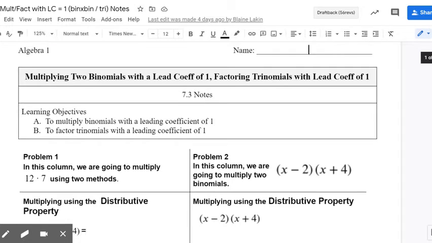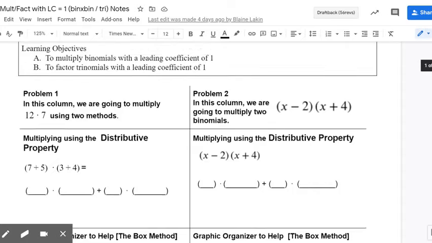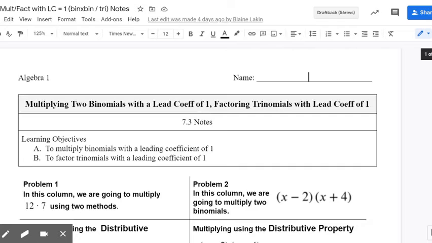Let's see what happens. All right, when we look at this first of all, what we're doing is we're practicing multiplying two binomials. That's a polynomial with two terms times a polynomial with two terms. And then we're also going to be looking at factoring trinomials. So let's get into it.